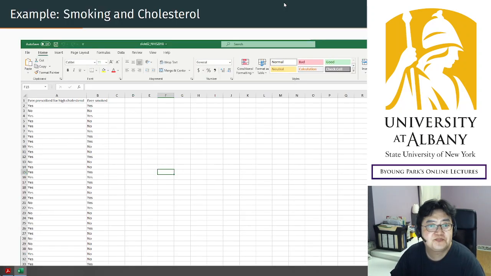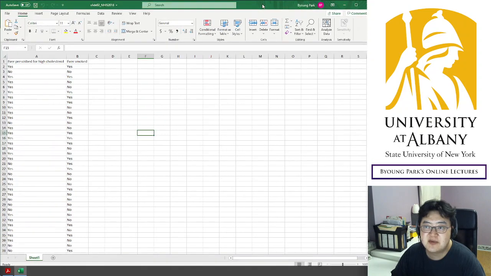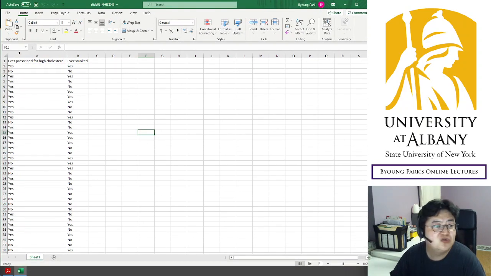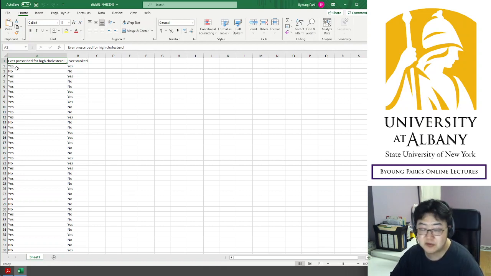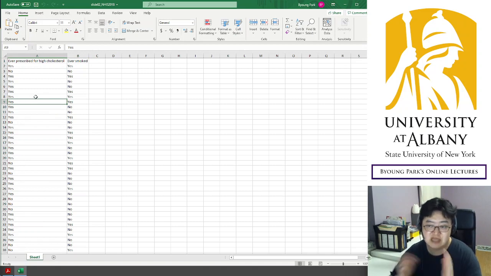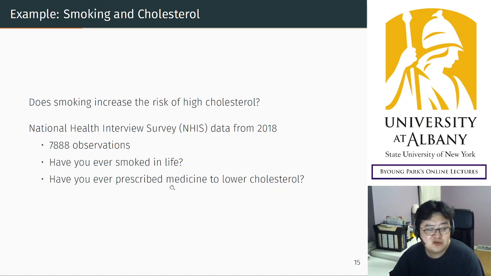It has this type of data. I collected only two variables. The first question is, have you ever been prescribed for high cholesterol, and the second one is, have you ever smoked? The possible answers are yes or no. Answers to those two questions are recorded. I cleaned up the data and only isolated these two variables.